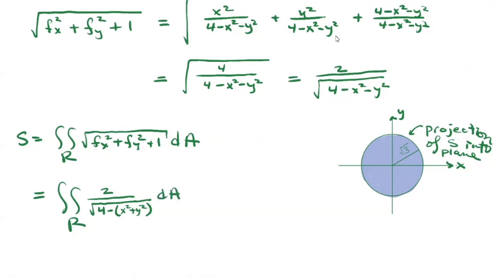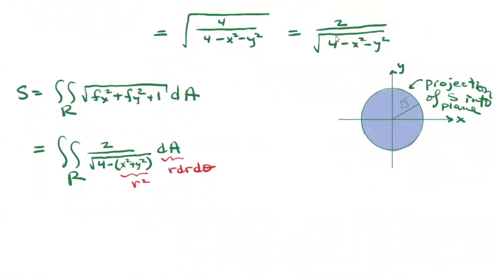And we're going straight into polar. Okay, so x squared plus y squared is r squared. dA, remember, is r dr d theta in polar. So this is a double integral of 2 over the square root of 4 minus r squared, dA, which is r dr d theta.